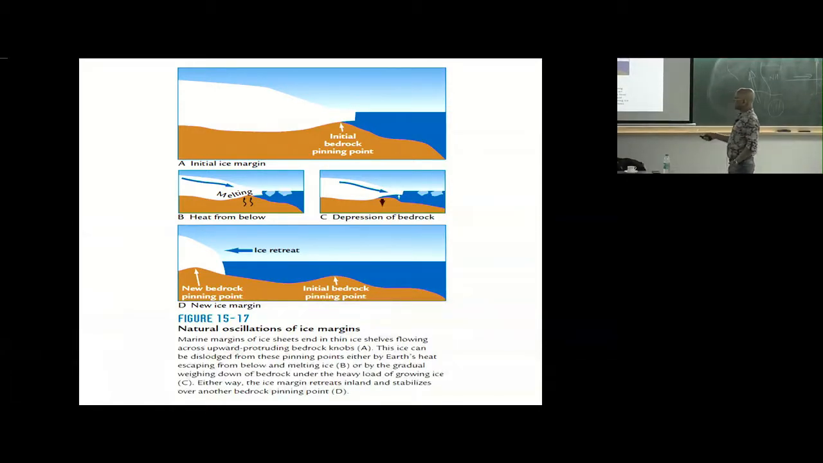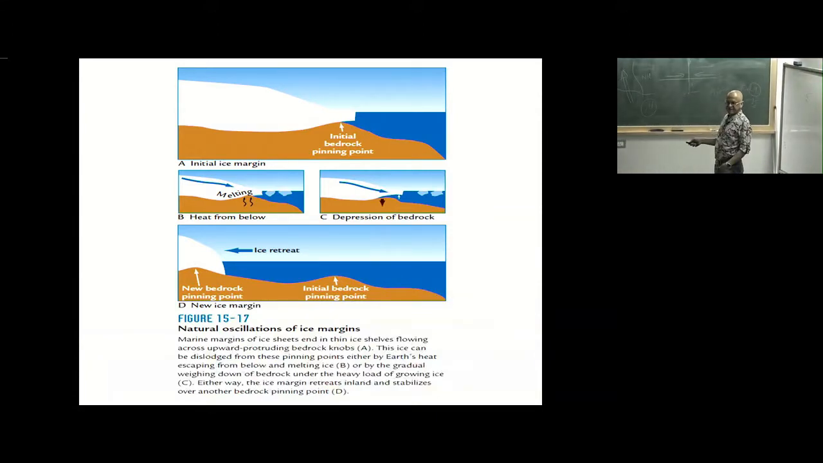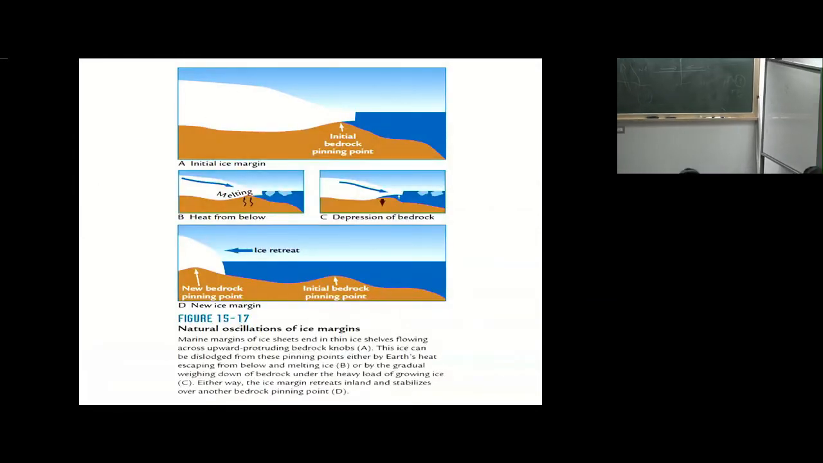So nonetheless, these are called natural oscillations at ice margins. This definitely happens, but doesn't necessarily explain all the millennial oscillations that are seen. I'll stop here. We'll come back and try to conclude tomorrow.